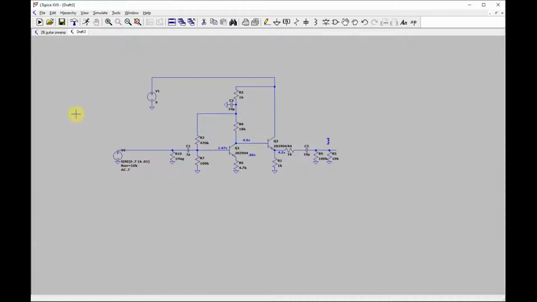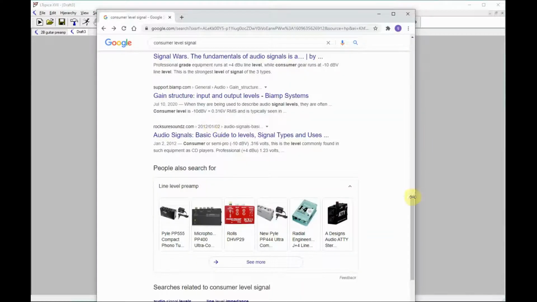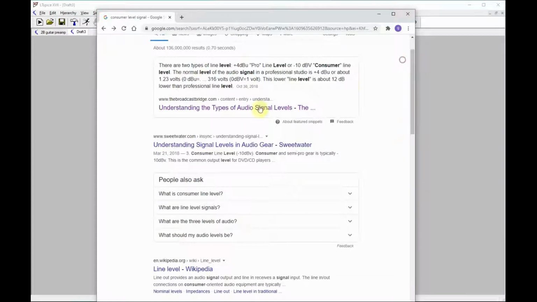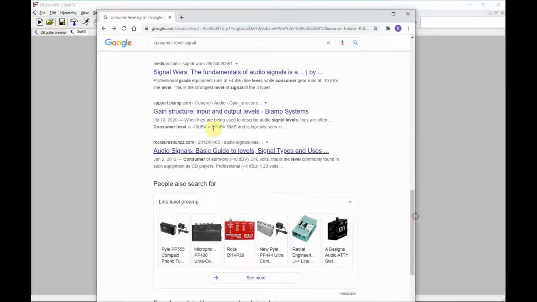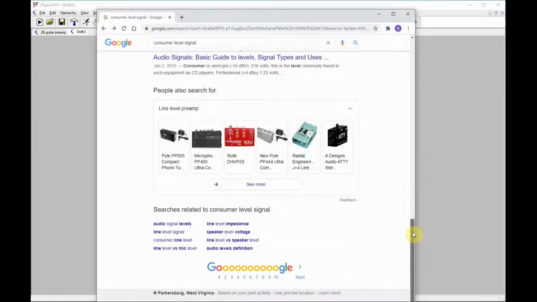Now I mentioned that a consumer level signal is going to be around, I think, 345 millivolts. Okay, I misspoke a little bit. I'm just scanning through Google stuff. It looks like 316 millivolts. A few other places say that 316 millivolts is consumer level audio, and that's kind of the working voltage.